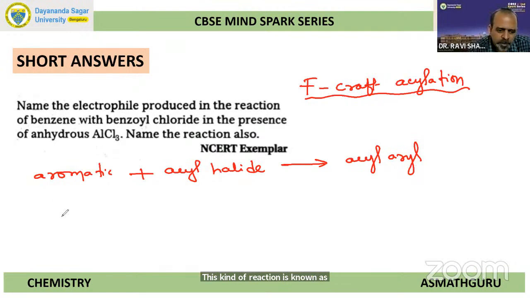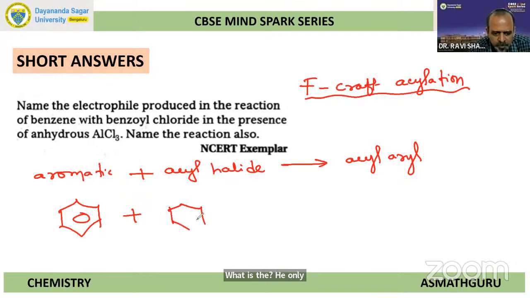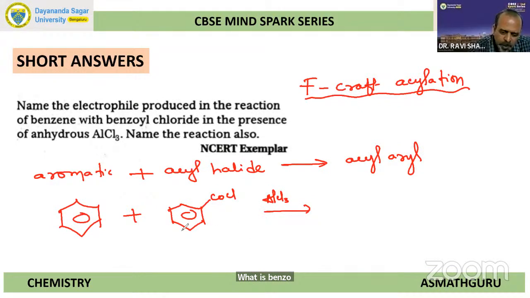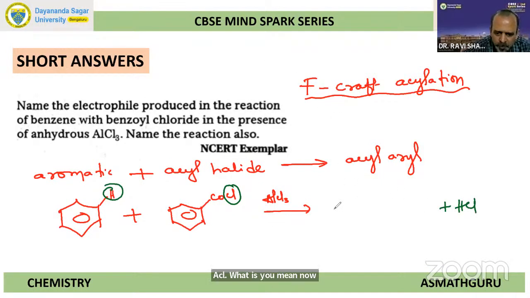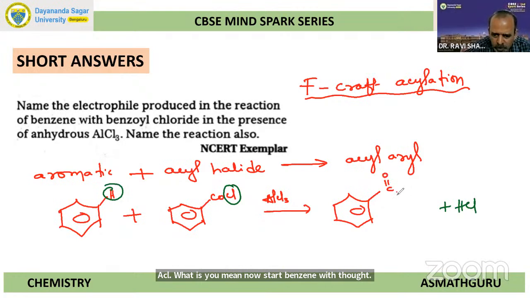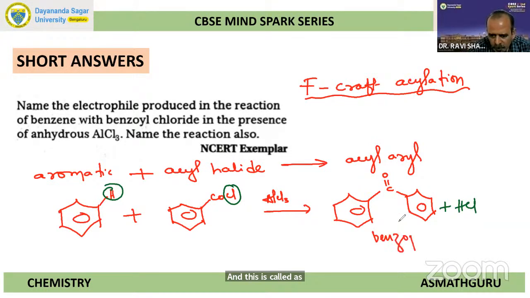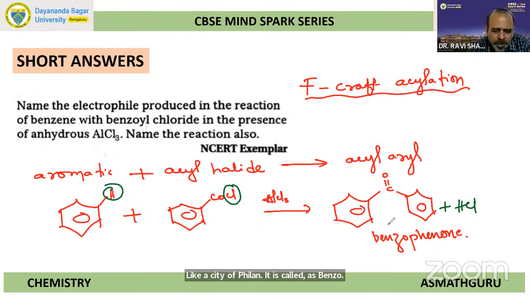What is the aromatic compound here? Benzene, he says. What is the acyl halide? He says benzoyl chloride. What is benzoyl chloride? C6H5COCl, in presence of aluminum chloride. What will happen here? One H will be there. The H and Cl will combine to form HCl. What is remaining now? Benzene without H, and there is a CO, and the CO group will bind the two benzene rings together. And this is called benzophenone, like acetophenone. But the question is not that one. What is the question?